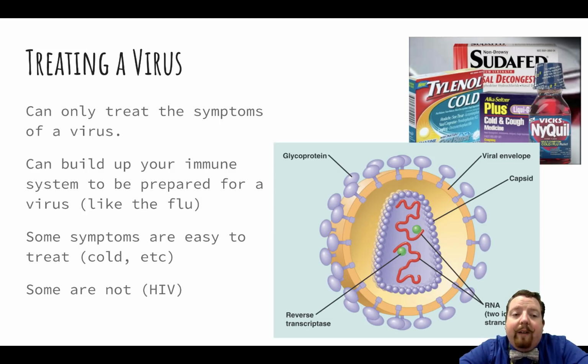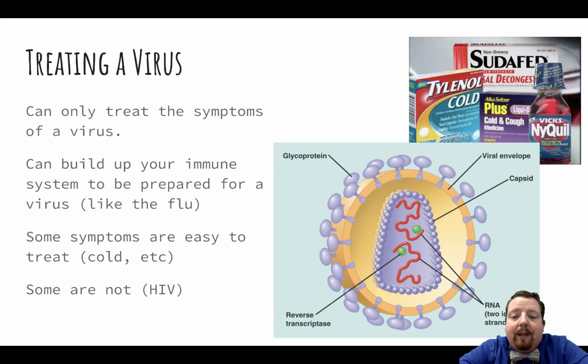We can't really treat a virus, we can only treat the symptoms of a virus. Unlike a bacterial infection where you can take antibiotics and get rid of the bacteria, viruses are a little harder to get rid of. One common way that we use to deal with viruses is to take a vaccine before we get one. This helps us to build up our immune system and be prepared for viruses like the flu.